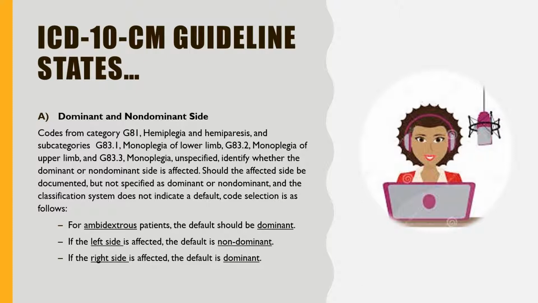Should the affected side be documented but not specified as dominant or non-dominant, and the classification system does not indicate a default, the code selection is as follows. For our ambidextrous patients, the default should be dominant. If the left side is affected, the default is non-dominant, and if the right side is affected, the default is dominant.